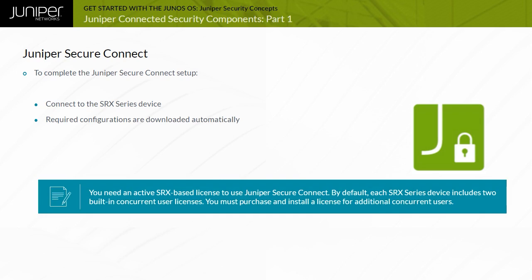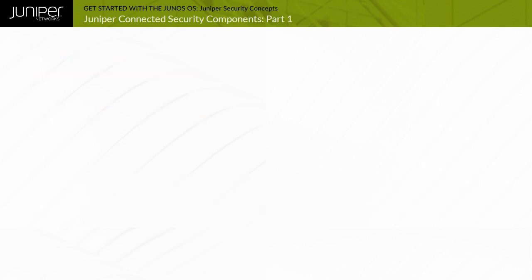You need an active SRX-based license to use Juniper Secure Connect. By default, each SRX series device includes 2 built-in concurrent user licenses. You must purchase and install a license for additional concurrent users.